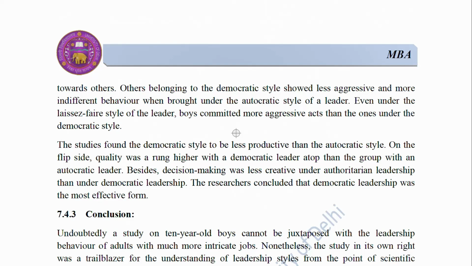The studies found the democratic style to be less productive than the autocratic style. On the flip side, quality was a rung higher with the democratic leader atop than the group with an autocratic leader. Besides, decision making was less creative under authoritarian leadership than under democratic leadership. The researchers concluded that democratic leadership was the most effective form.